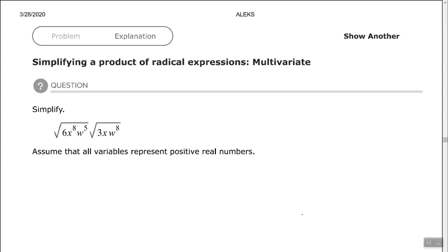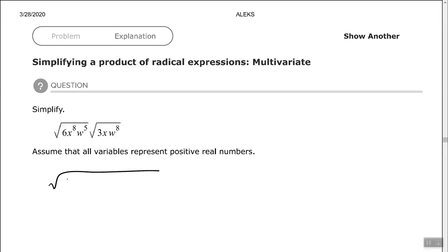Hey everyone, welcome back. This is Arthur Morris, and in this video we're going to look at simplifying a product of radical expressions, multivariate. So we have more than one variable in this one, but the process is still the same. So we have the square root of 6 times x to the 8th times w to the 5th times the square root of 3 times x times w to the 8th. So let's get this all moved and combined together under one radical.